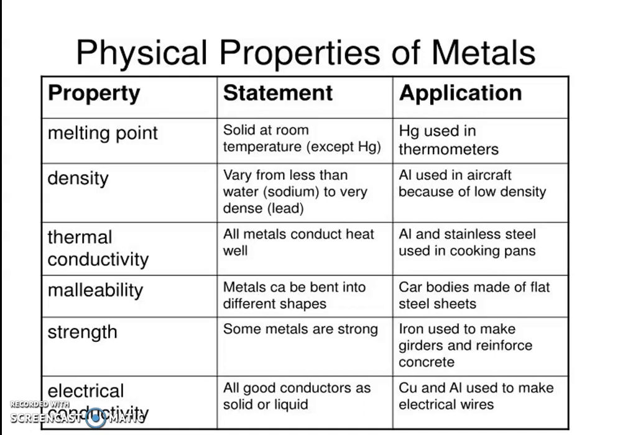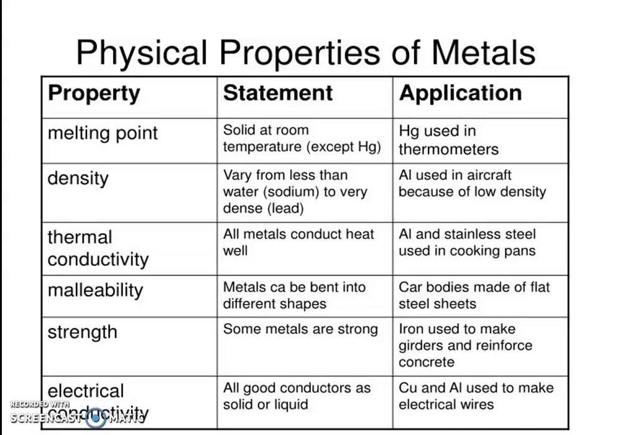Thermal conductivity. All metals conduct heat well. Aluminium and stainless steel are used for making cooking utensils and pans. Malleability. Metals can be bent into different shapes. Car bodies, ornaments, electronic equipment parts are made due to malleability.